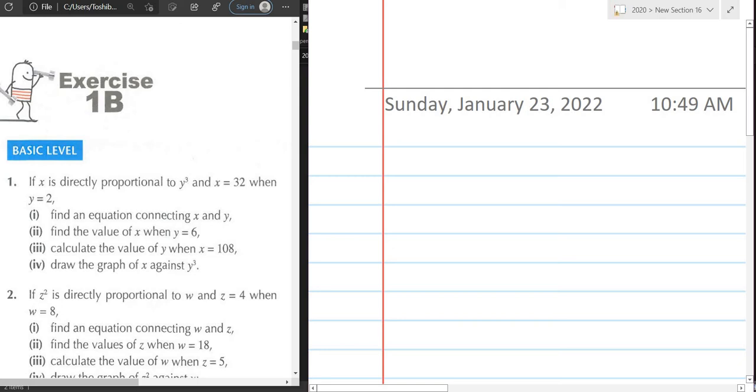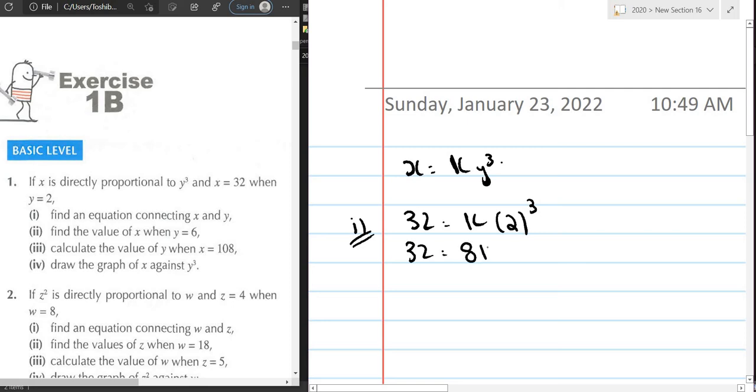So this time what would happen is that x is equal to k y cube because x is directly proportional to y cube. Now it says find the equation, part 1. Simply you have the value of x, which is 32, is equal to k, and what is the value of y? The value of y is 2. So we won't just write 2, we will write 2 cube because x is directly proportional to what? X is directly proportional to y cube. So this becomes 32 is equal to 2 cube is 8, 8k.